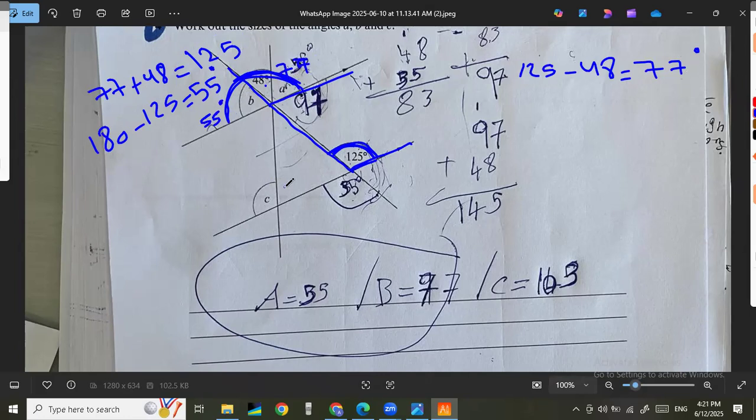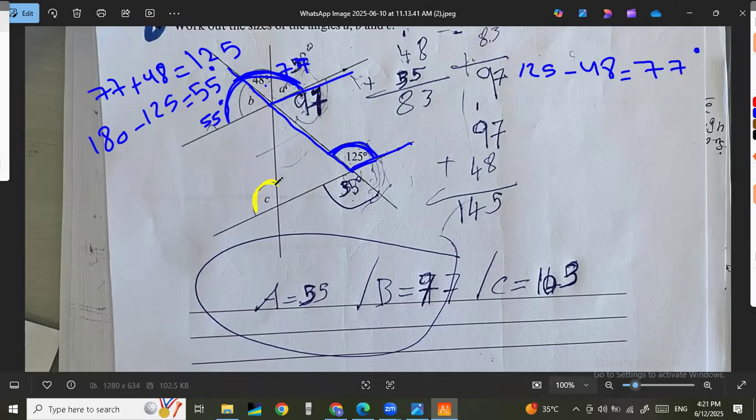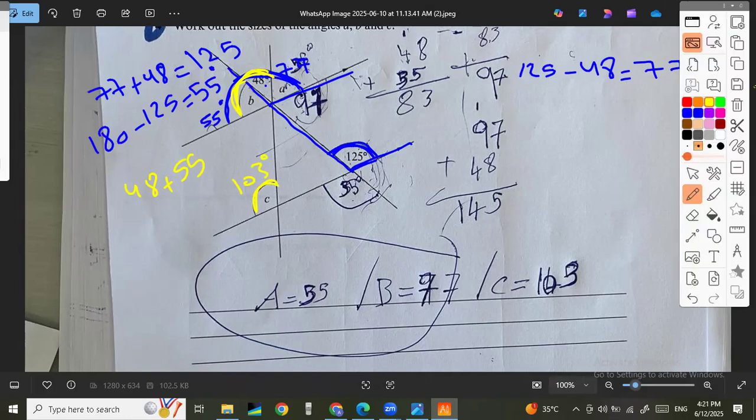Oh, we didn't find C. I didn't notice that they also want angle C. C is corresponding with these two angles. I'm going to use here the yellow color. So I have C corresponding with these two. Look at that. So 48 plus 55 is going to give you this. So 48 and 55 together will give me C. So 48 plus 55, what is the answer going to be? It's 103 exactly degrees. Let's continue.